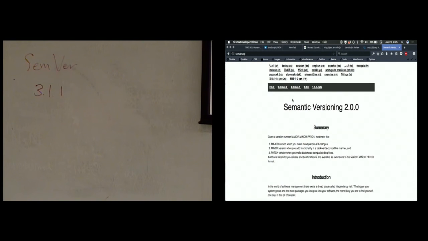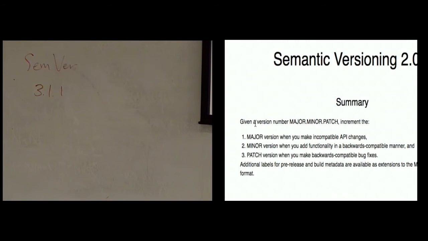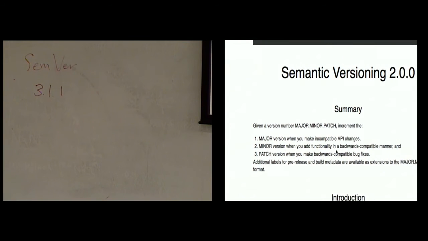Okay? So this is semantic versioning 2.0.0. Right? So here is the summary. Given a version number of major.minor.patch, increment the major version when you make incompatible API changes. That's what you just saw with me getting frustrated at my jQuery that didn't work. Right? The API in jQuery changed from 2.x to 3.x. Okay? Then we do a minor version bump when you add functionality in a backwards compatible manner.